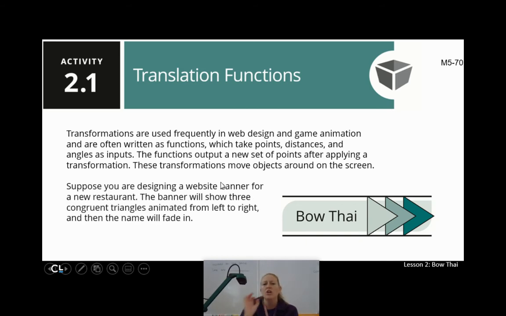So suppose you are designing a new website banner for a new restaurant. Here we have Bow Tie. I like Thai food. I like my mango sticky rice. The banner will show three congruent triangles animated from left to right. And then the name will fade in. I know you can't see it because it's not a video on the screen here, but the idea is that the triangles will be like bing, bing, bing. And then the name Bowtie will be like, whoa. It would fade in and show up. And it'd look all cool when you logged into the website.